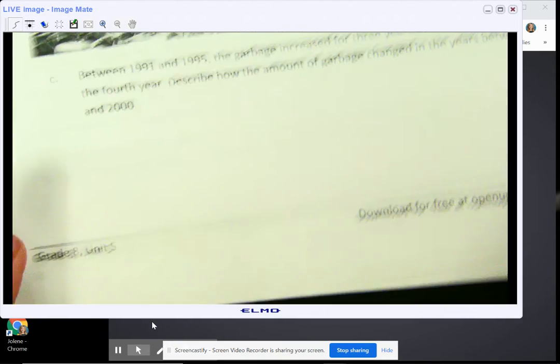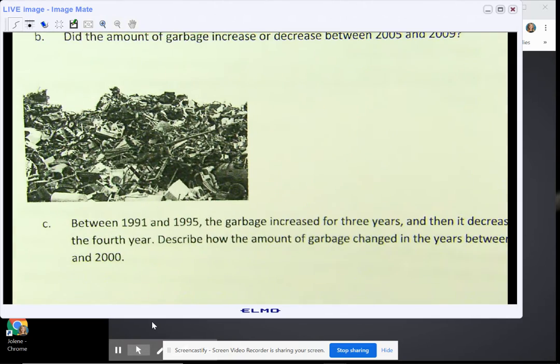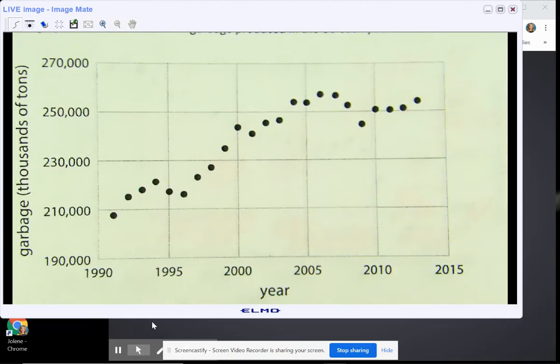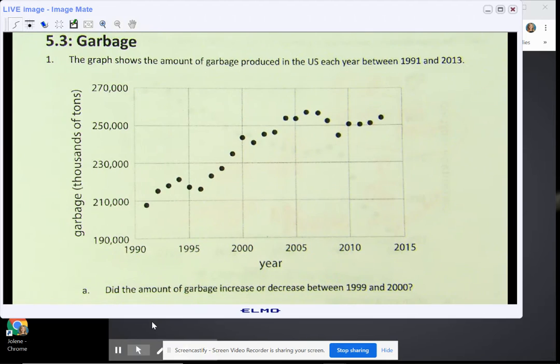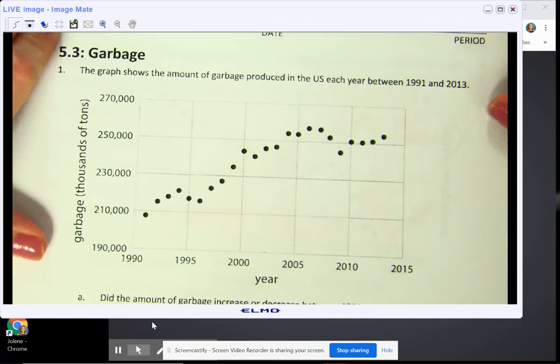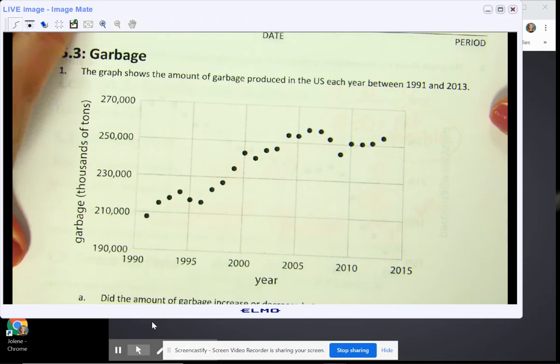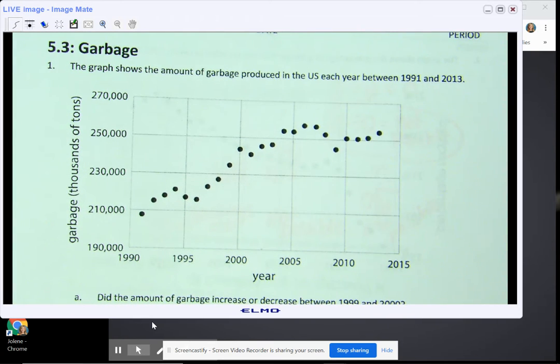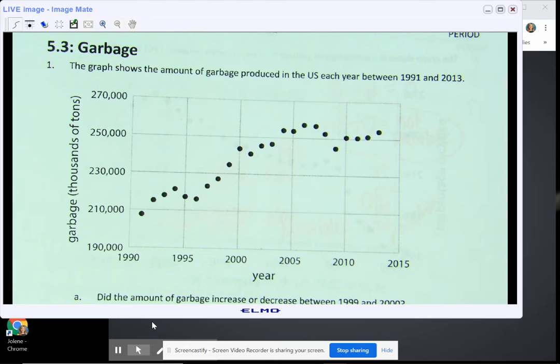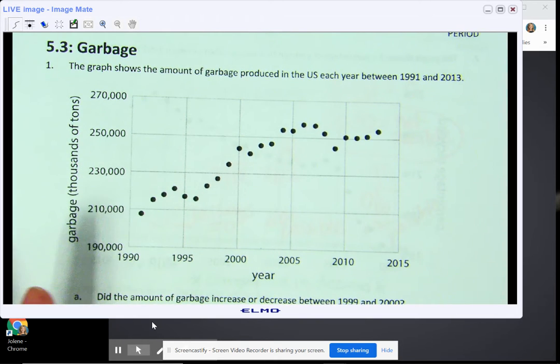Flip the page. Now we're looking at some information about garbage. Some shocking information, actually. The graph shows the amount of garbage produced in the United States each year between 1991 and 2013. You guys seen Wall-E, right? It's about to get crazy with all this garbage.